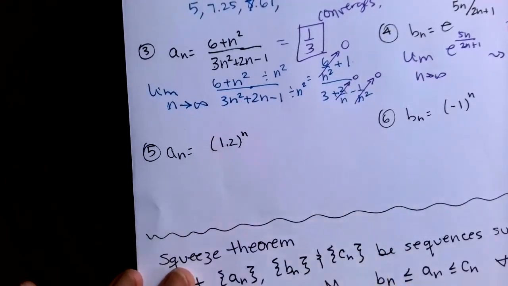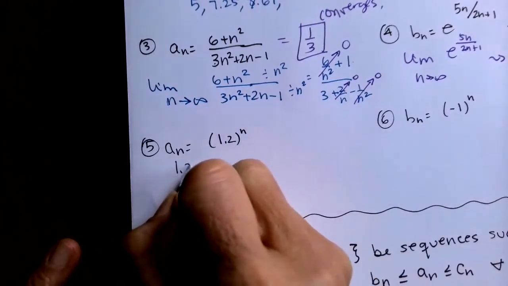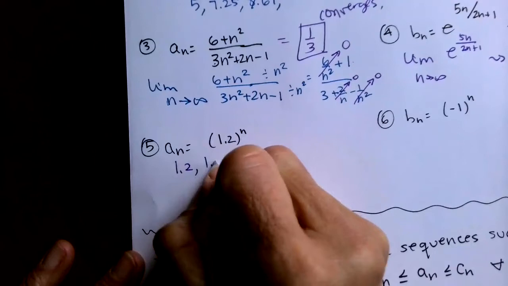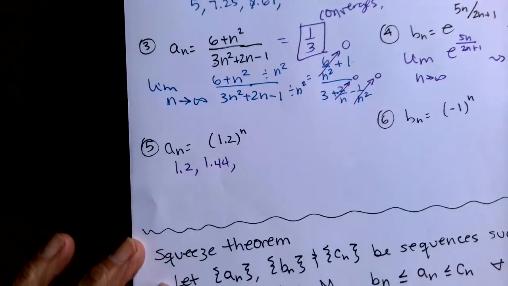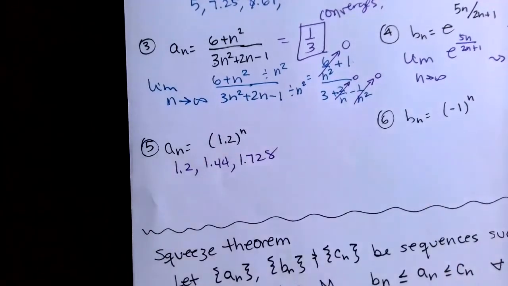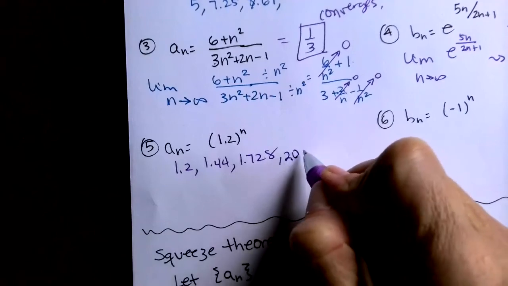1.2 to the n. So this one I'm not really sure what I would do about it. Maybe I'd write out a few terms. So if n equals 1, I've got 1.2. I'm going to grab my calculator. If n is 2, so I have 1.2 squared, that's 1.44. And 1.2 cubed is 1.728. And 1.2 to the fourth. Okay, I don't see anything. I don't see a pattern showing up.